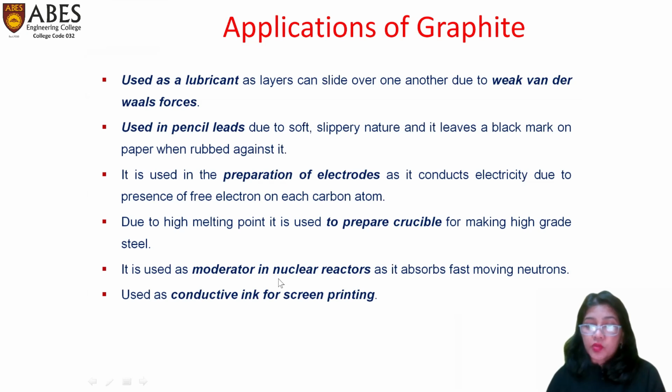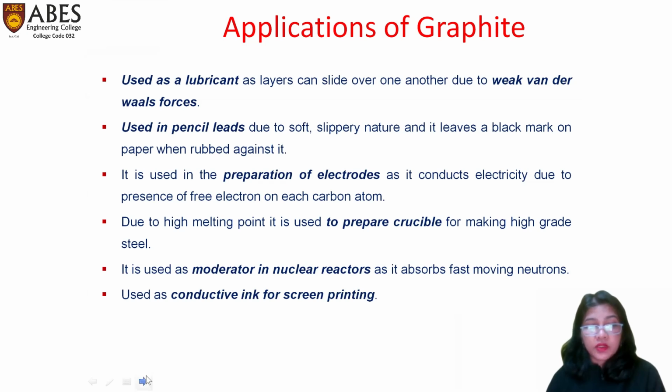Graphite is also used as a moderator in nuclear reactors, where it can absorb the fast-moving neutrons and thus bring control to the nuclear fission reactions. It is also used in conductive ink for screen printing. This is all about graphite.